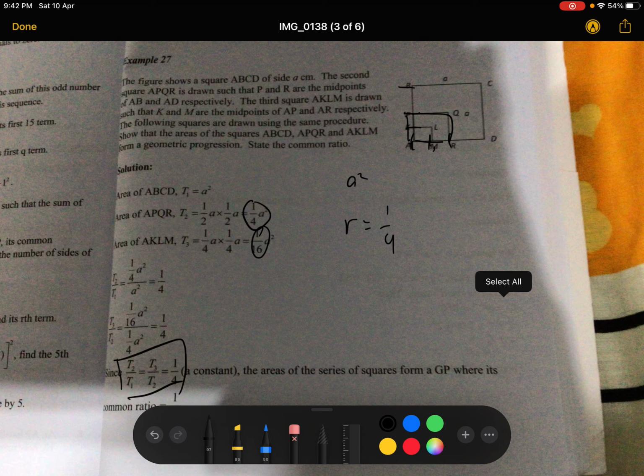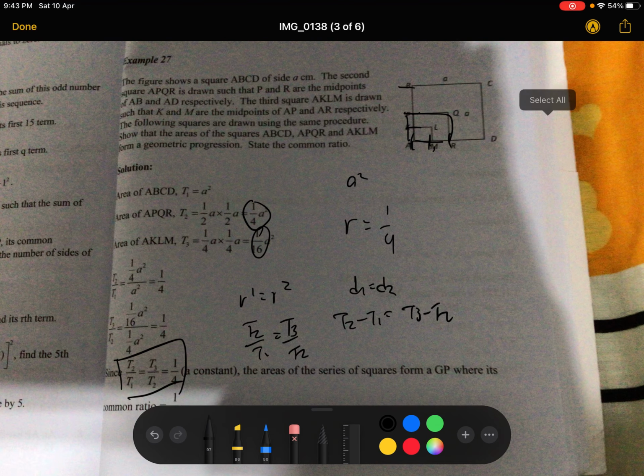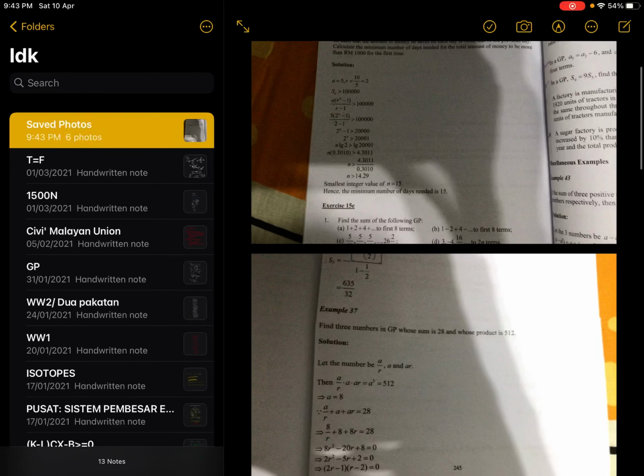Remember, when you're trying to prove what the ratio is, you have to make sure that r1 equals r2. So T2 over T1 equals T3 over T2. For AP, if you want to prove that d1 equals d2, then T2 minus T1 equals T3 minus T2. That's how you do a general proof of AP and GP.